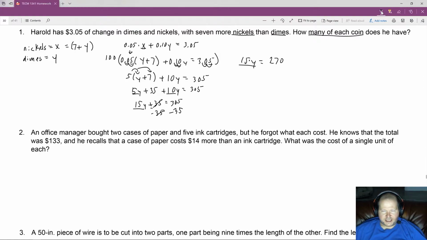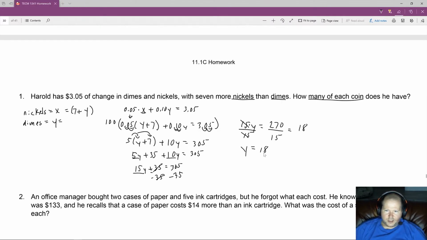Then I undo the multiplication of Y by 15 by dividing by 15. And 15 cancels out 15, leaving me Y. And that leaves me, let's see, I think that leaves me 18. 270 divided by 15 is 18. So we put 18 here. Okay, so we know Y is equal to 18. Y are the number of dimes over here.